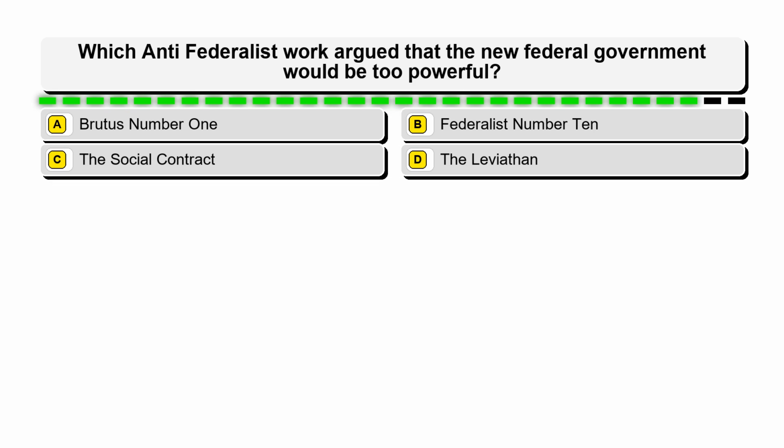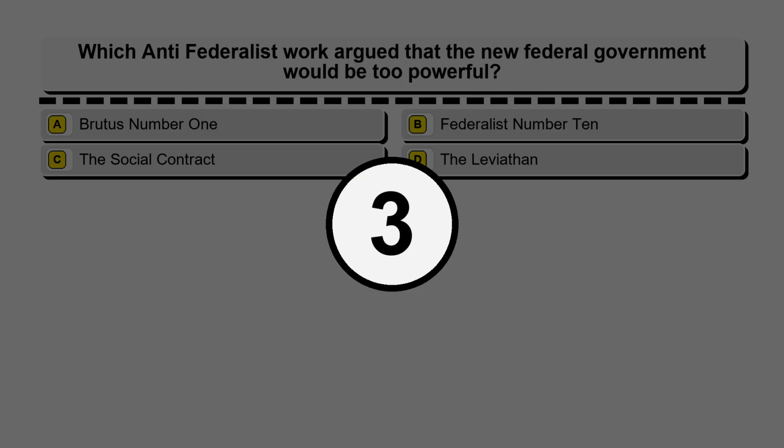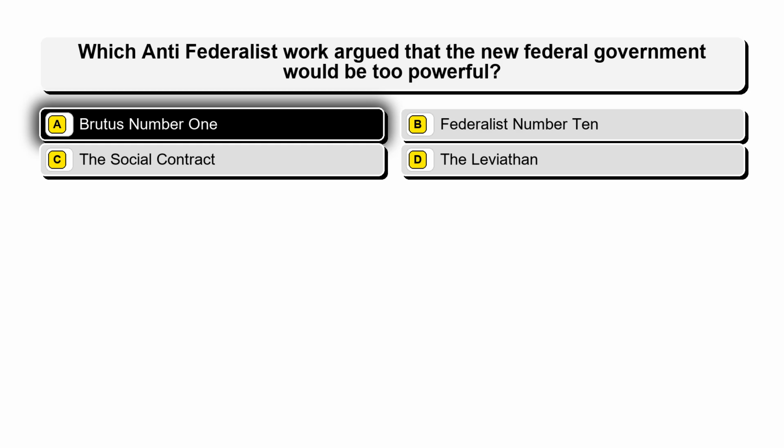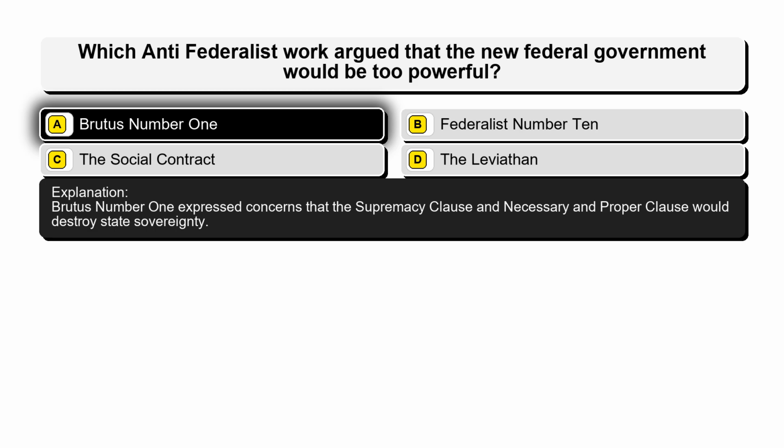Question 78. Which anti-federalist work argued that the new federal government would be too powerful? Option A, Brutus No. 1. Option B, Federalist No. 10. Option C, The Social Contract. Option D, The Leviathan. The correct answer is option A, Brutus No. 1. Brutus No. 1 expressed concerns that the Supremacy Clause and Necessary and Proper Clause would destroy state sovereignty.